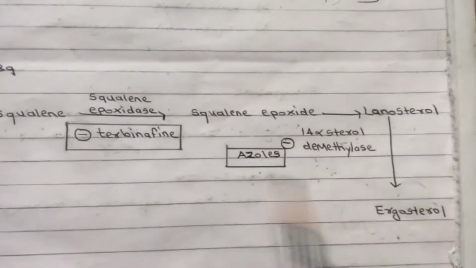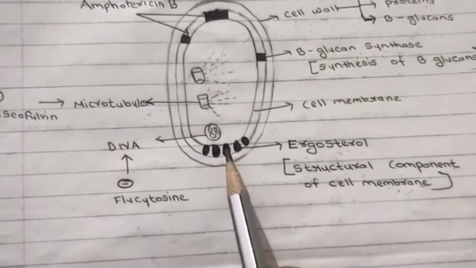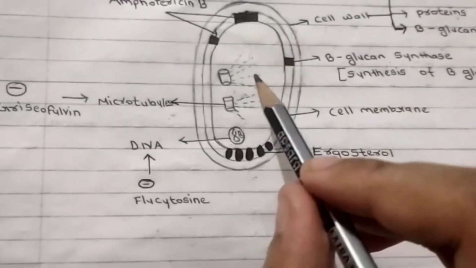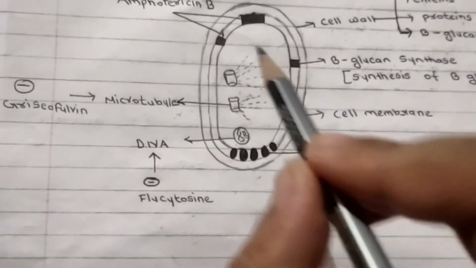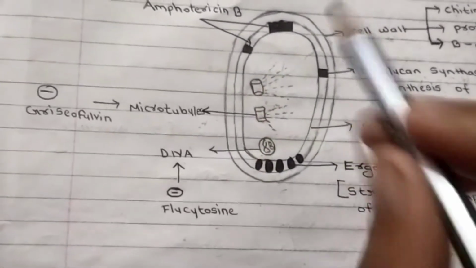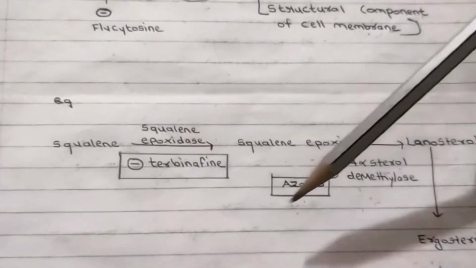What happens if these two enzymes are not there? Ultimately, the ergosterol will not form, and as we know that ergosterol is a structural component of the cell membrane. If the ergosterol is not there, then ultimately cell membrane will not form, and all the content that is present in the cytoplasm will leak out just because of absence of cell membrane. So these are nothing but the mechanism of action of terbinafine and azole.